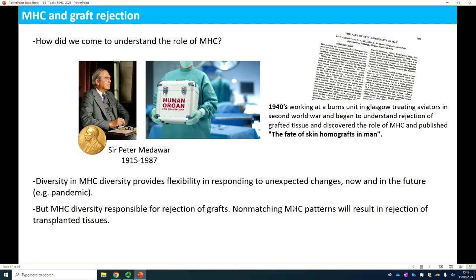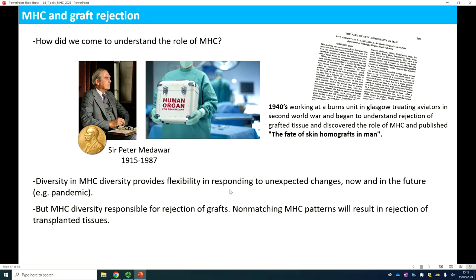We've already said that MHC is unique to each one of us, but how did we come to understand that? That was done by this man here, Peter Medawar, who was working in the hospitals in the 1940s in Glasgow, treating pilots from World War II that had serious burns. They were performing skin grafts, and obviously they were seeing rejection. He came out with this paper with one of his colleagues, The Fate of Skin Grafts, Skin Homographs in Man. Really what they were showing is that there's this diversity in MHC, which was having an effect in transplantation.